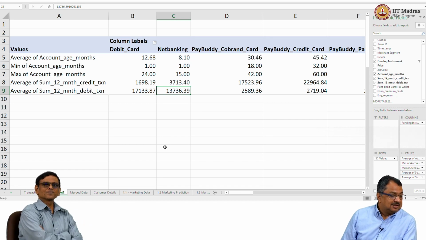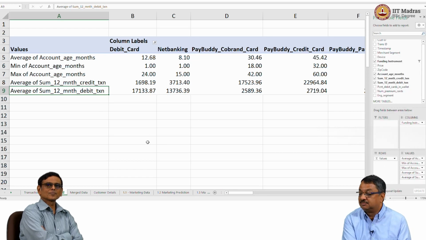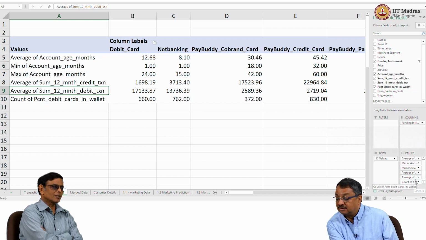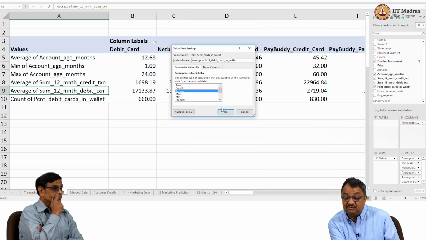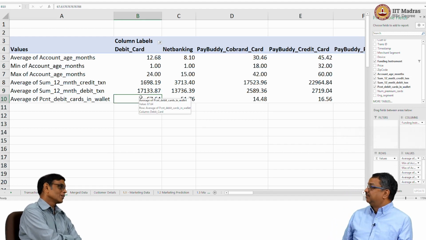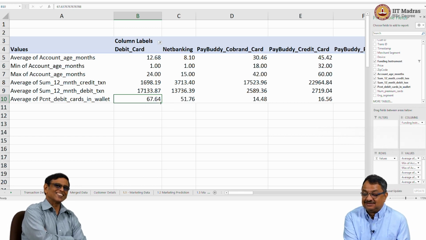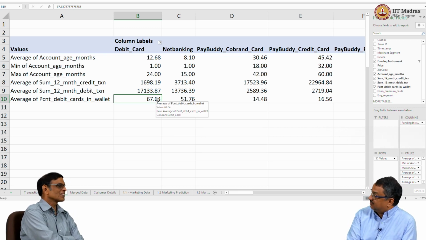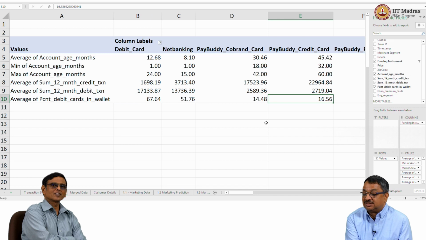And then we want to know what percentage of the cards in a person's wallet are debit cards. That is for one person, so we average it over all the people who use debit cards. Yeah, let's do it. So you can see that a debit card user on average has 67% of the cards in his wallet being debit cards, while for a credit card user, only 17% are.